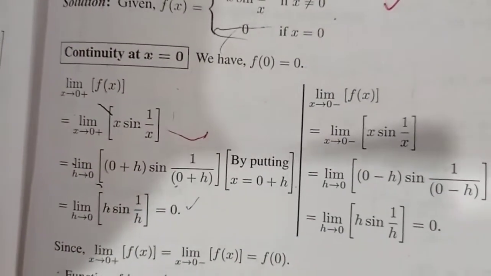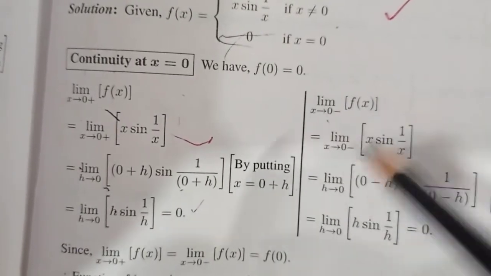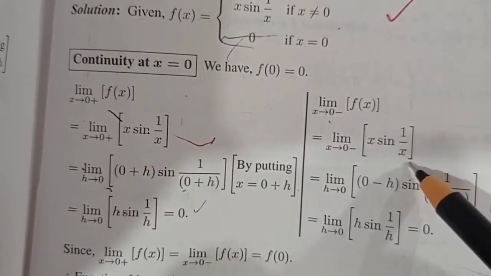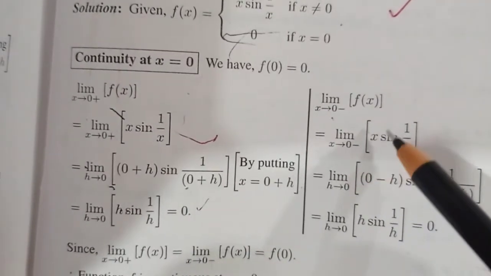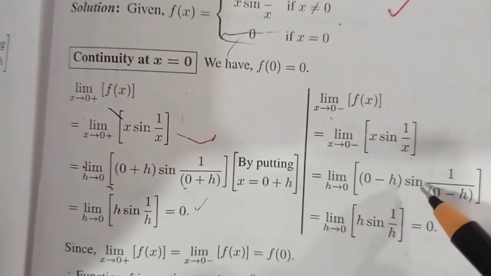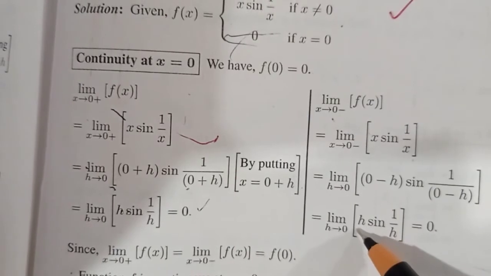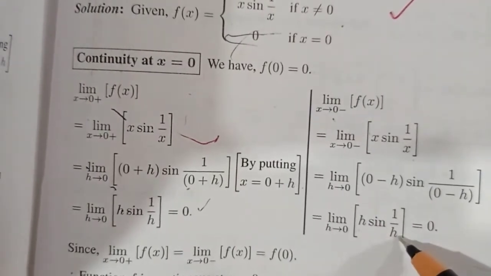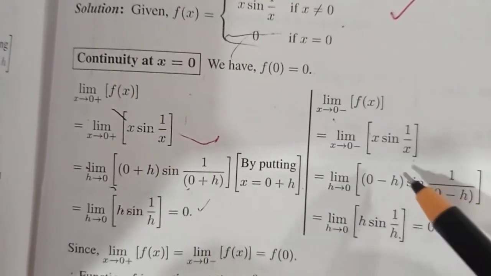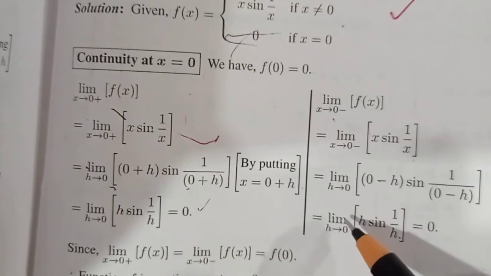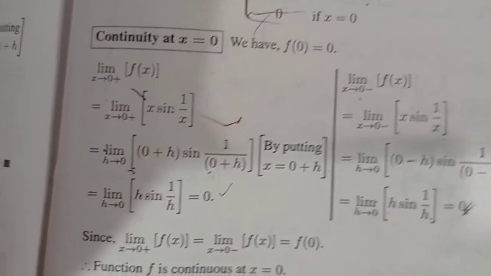Then same procedure. What is limit x tends to 0 minus f(x)? That is also x into sine 1 by x. Remember that point, that is very important. If it is 0 minus, put x equal to 0 minus h into sine 1 by 0 minus h. That is also h into sine 1 by h. Here sine 1 by minus theta gives minus sine theta, and minus into minus changes to plus. That is why here positive h. That is also the final value 0.